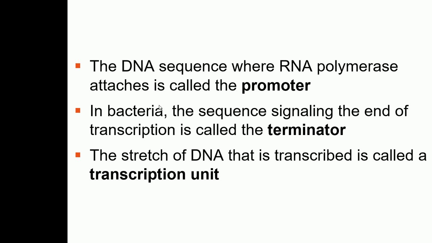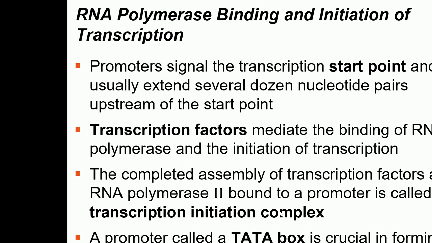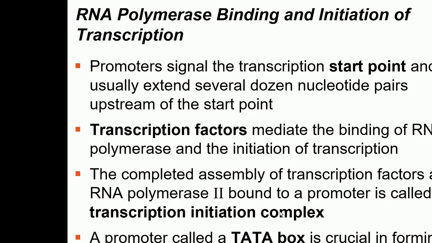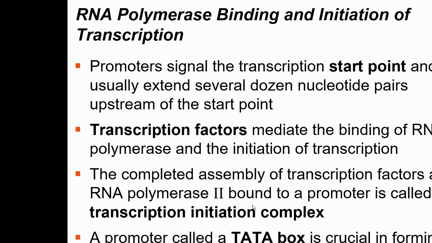So a little bit more detail. Basically, we will now be talking in more detail about the process of transcription which takes place in the eukaryotes, because there are some differences between prokaryotic and eukaryotic transcription. So the 3 stages of transcription are initiation, elongation, and termination. As we just talked about promoters, the RNA polymerase basically binds to the promoter.